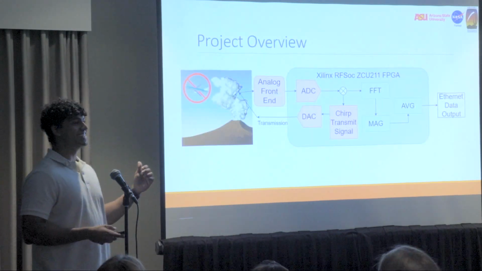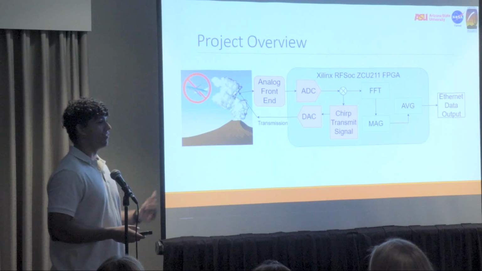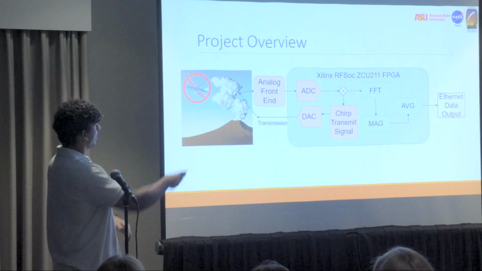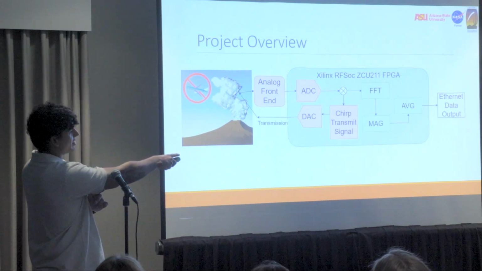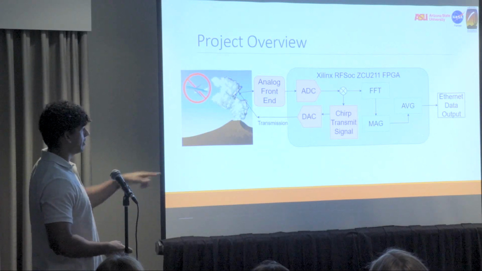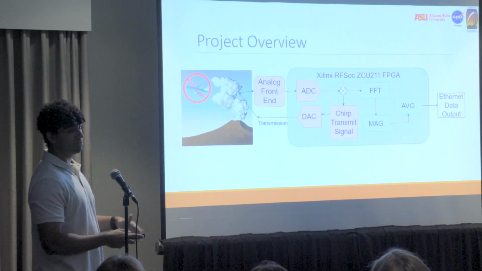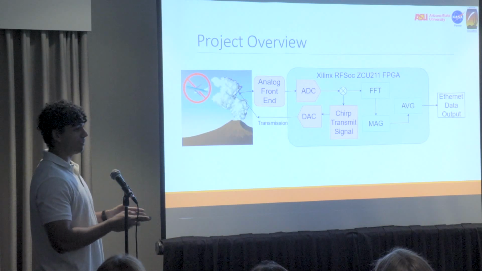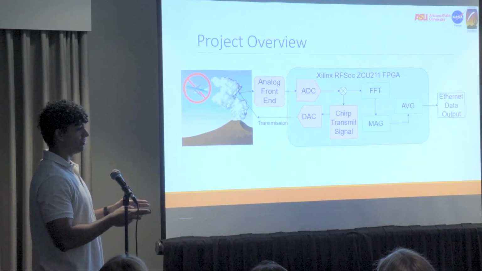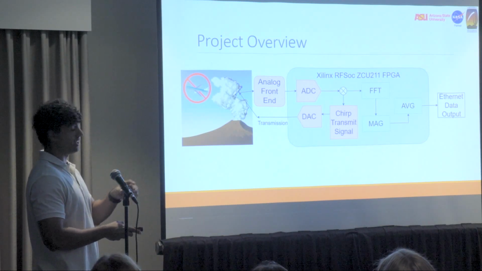Okay, so this is a basic block diagram of what I am making. It starts off with a chirp transmit signal, which is frequency modulated through a digital analog converter. Frequency modulation is basically changing the frequency to transmit data, as the changed frequency represents a different bit length.